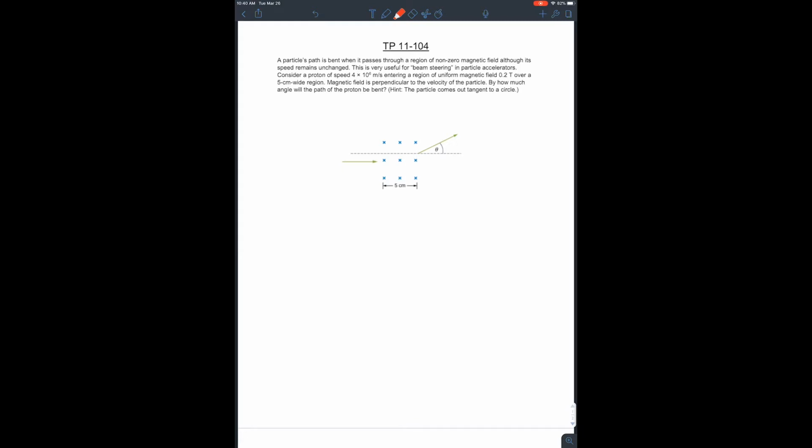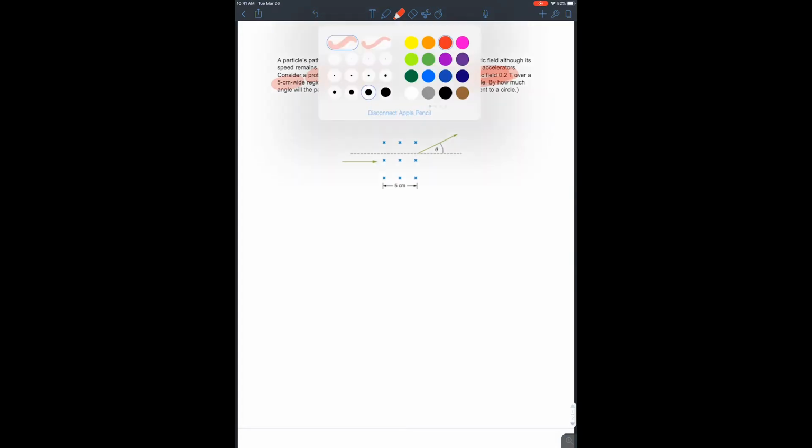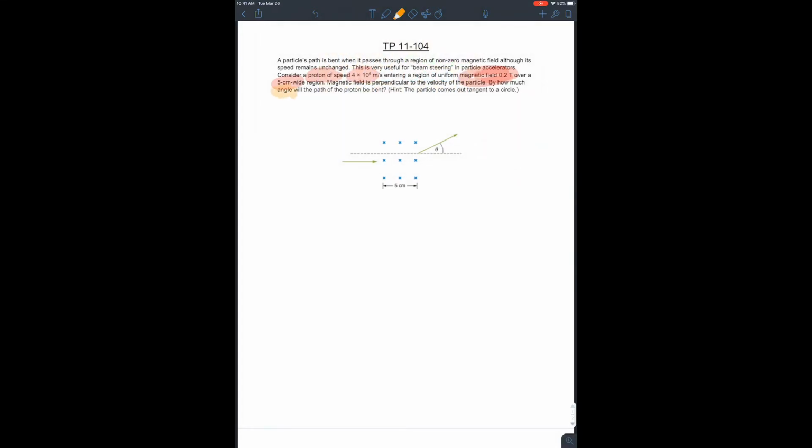All right, for this problem we have a charged particle that is moving as it goes through a magnetic field over some distance, and we're tasked to find what is this angle right here, once the particle leaves this region of uniform magnetic field. Okay, so our task, that was our read step.